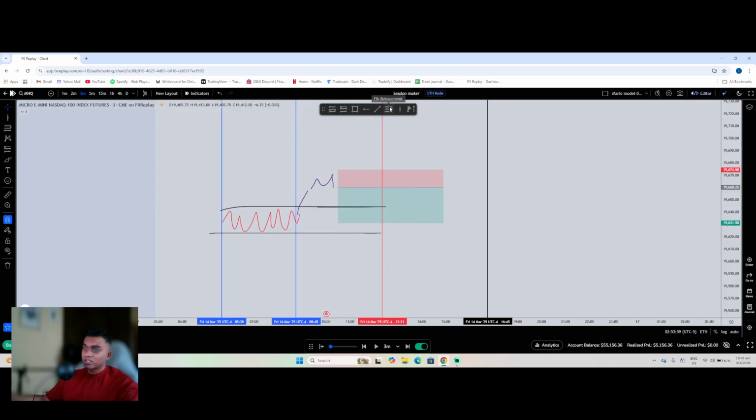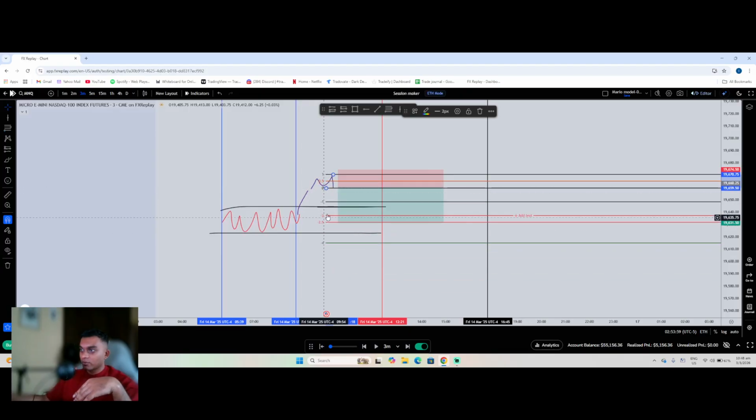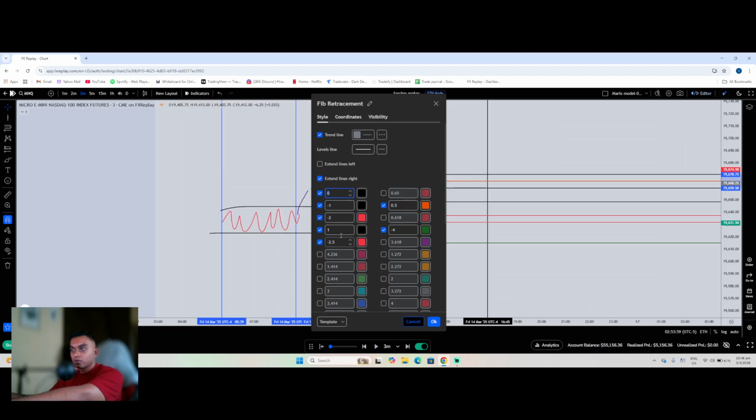At times I use a Fib tool to mark the -2 to -2.5 level, because that is where prices normally reverse from. This -2 to -2.5, usually prices reverse from there. If you want the settings of my Fib tool, you can take it down right now. It's the 0, -1, -2, 1, -2.5, 0.5, and -4.